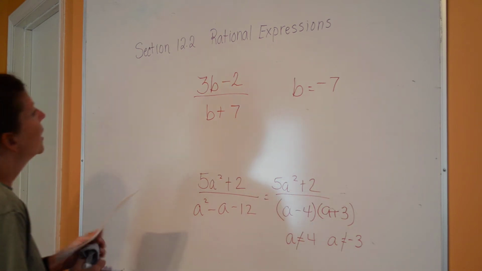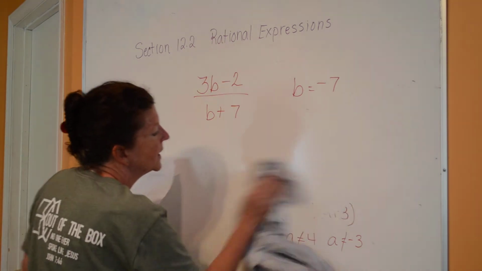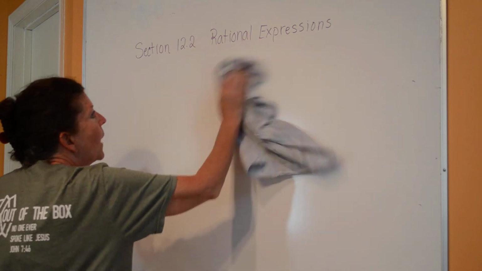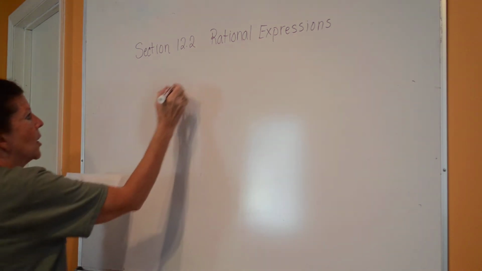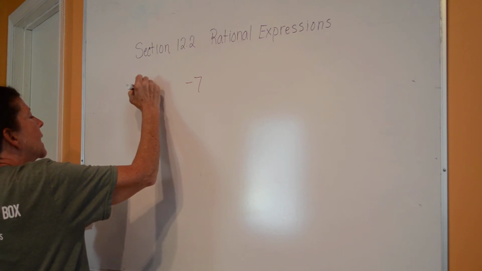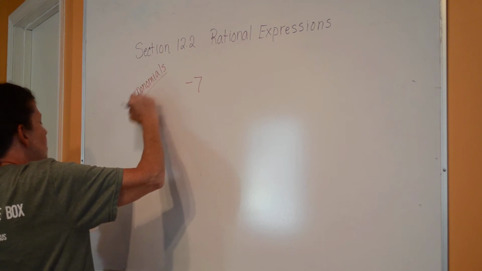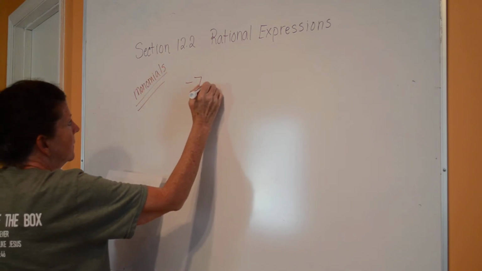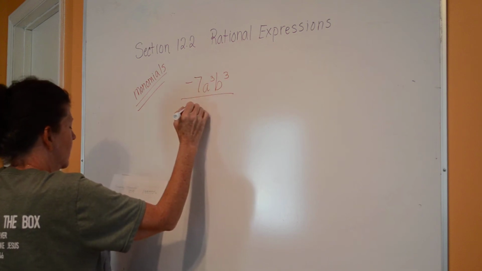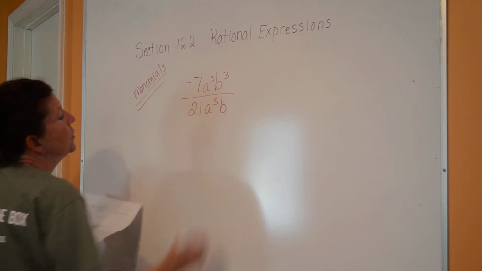All right, we're going to go on to the next section, still in section 12.2, but the next bit of information is on simplifying rational expressions. So let's say I have something like this, and we're just working with monomials right here at the beginning. Remember, monomials are one-term expressions. You can look at this.